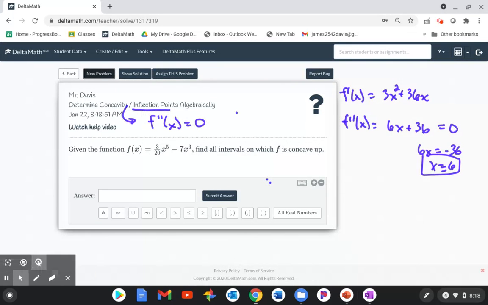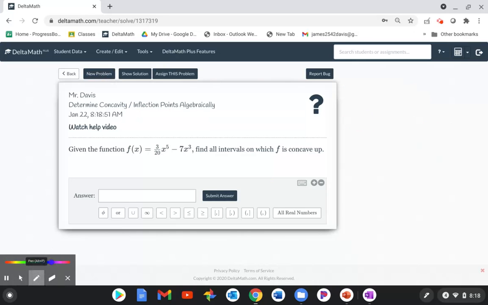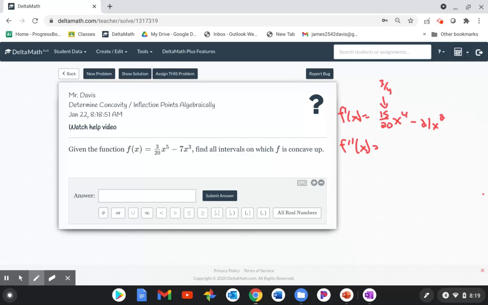All right, next question we're asked, where is this function concave up? So we're going to start the same way. We're going to find the inflection points, and then we're going to set up a little table to determine where it's concave up and concave down. So first up, the first derivative, again, looks like 15 over 20, x to the fourth, minus 21x squared. And then f double prime of x, this turns into 3/4. So when that 4 multiplies down, it just becomes 3x to the third minus 42x, equal to 0.